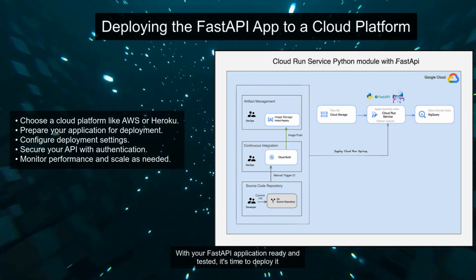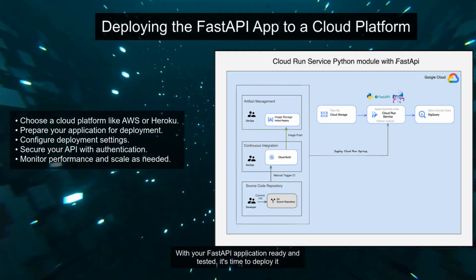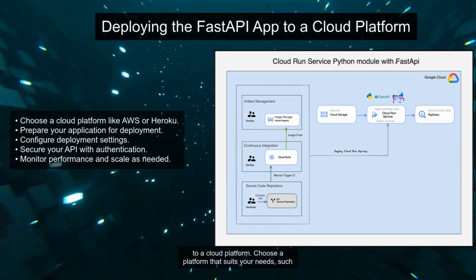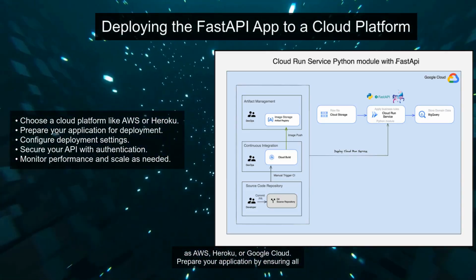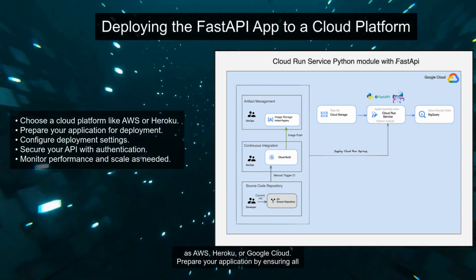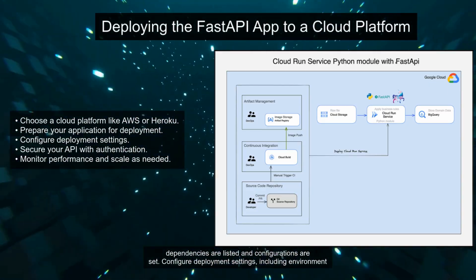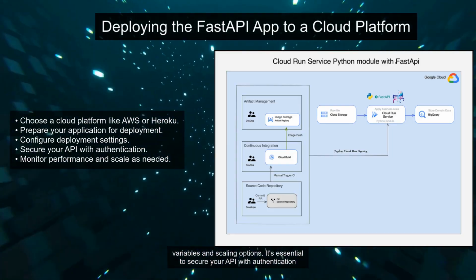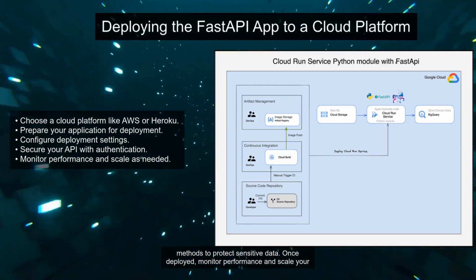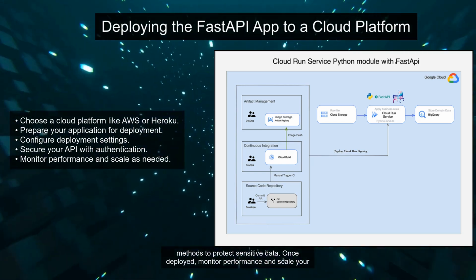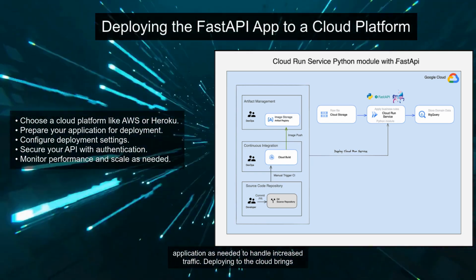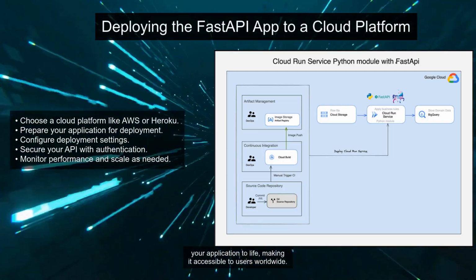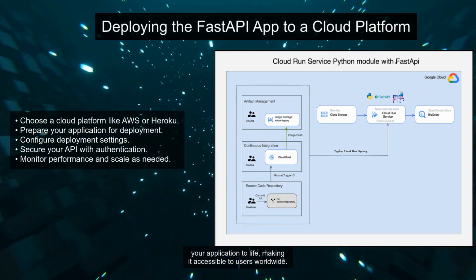With your FastAPI application ready and tested, it's time to deploy it to a cloud platform. Choose a platform that suits your needs, such as AWS, Heroku, or Google Cloud. Prepare your application by ensuring all dependencies are listed and configurations are set. Configure deployment settings, including environment variables and scaling options. It's essential to secure your API with authentication methods to protect sensitive data. Once deployed, monitor performance and scale your application as needed to handle increased traffic. Deploying to the cloud brings your application to life, making it accessible to users worldwide.